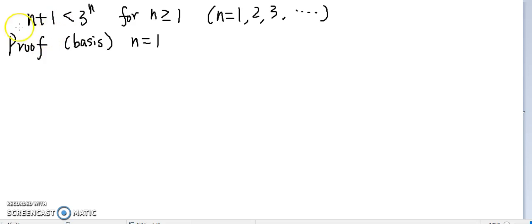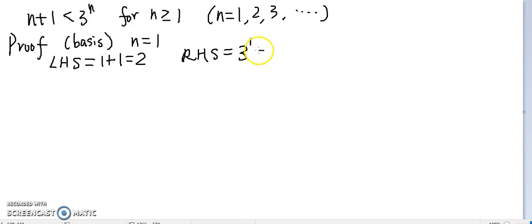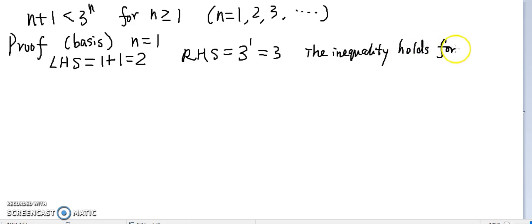Now let's check the inequality that we need to prove. The left-hand side, plug in 1 for n. So we get 1 plus 1, which is 2. In the right-hand side, we replace n with 1 in 3 to the n. So we got 3. And apparently, 2 is less than 3. The left-hand side is less than the right-hand side. So we can say the inequality holds for n equal to 1.